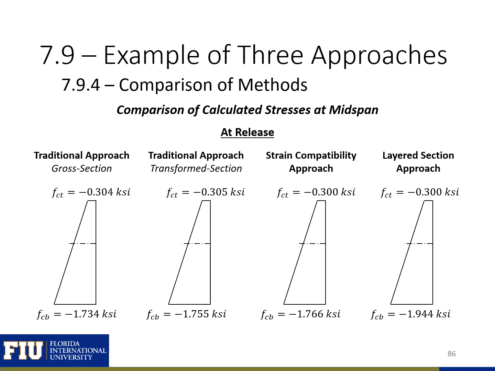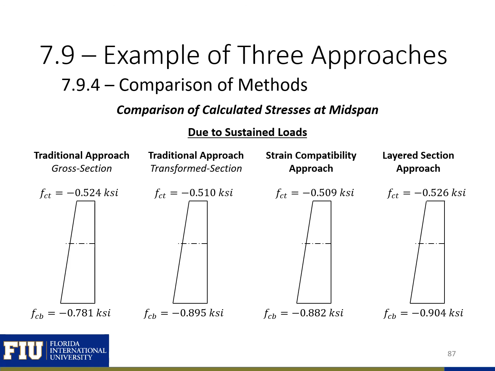On the next few slides, we'll look at a side-by-side comparison of our stresses found using our different approaches at our different sections and at the different times. So here, if we're looking at midspan at release, we can see our comparison between the traditional Force-in-the-Tendon approach using gross sections, Force-in-the-Tendon approach using our net and transform section properties, the strain compatibility approach, which we went over in Module 6, and the layered section approach, which we went over in Module 5. So you can see there are similar stresses here using our Force-in-the-Tendon and strain compatibility approaches, and we have a slightly higher compression stress if we use the layered section approach here.